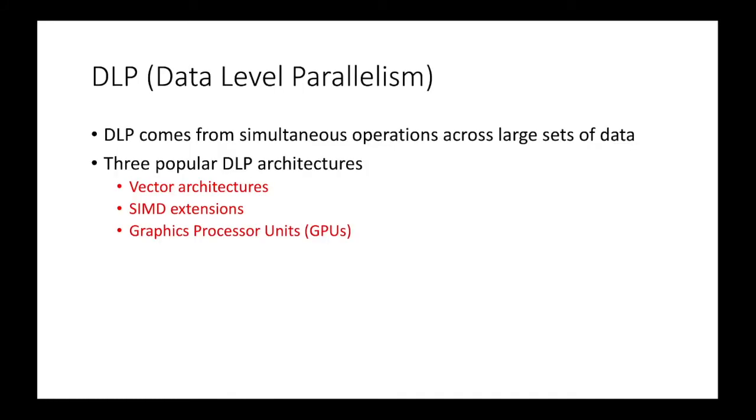Now let's talk about the last type of parallelism, DLP, data level parallelism. DLP comes from simultaneous operations across large sets of data. So it's all about data. The idea is we apply the same operation on large sets of data. There are three popular DLP architectures. One is vector processors, the other is SIMD extension, and lately we have the GPU, the graphics processing unit.